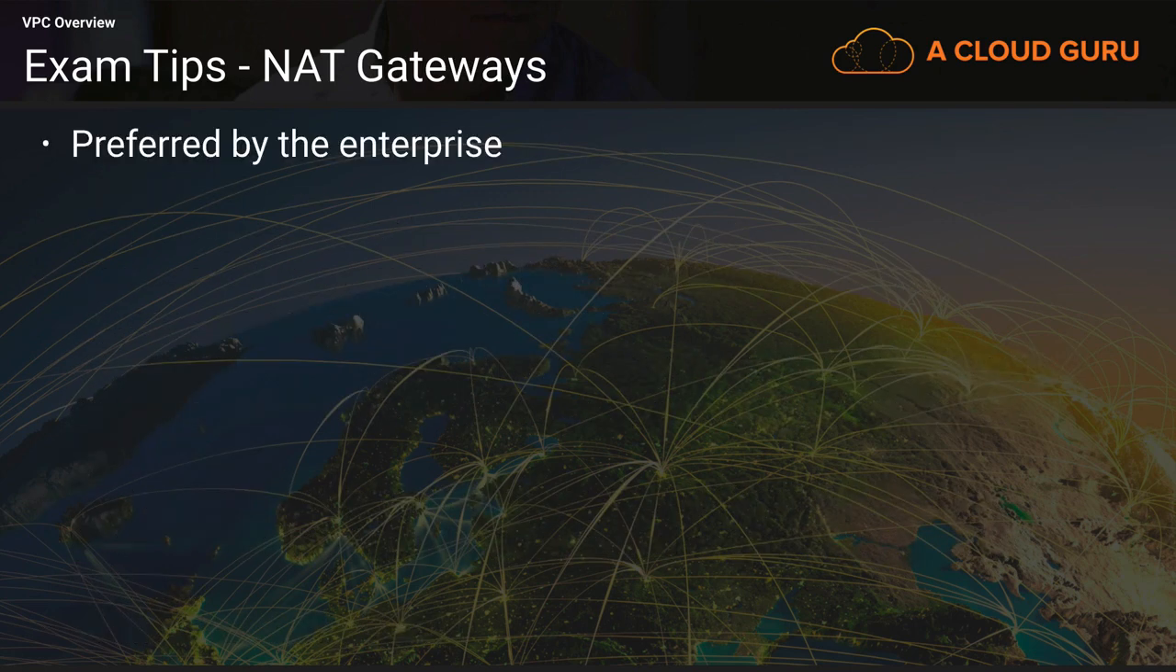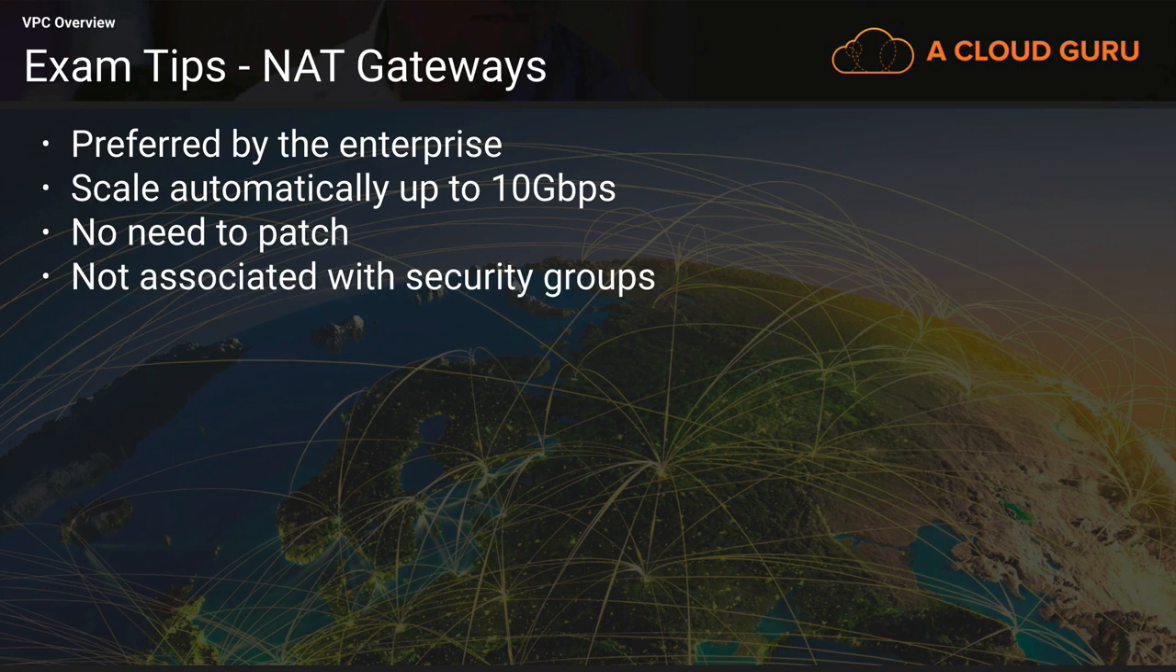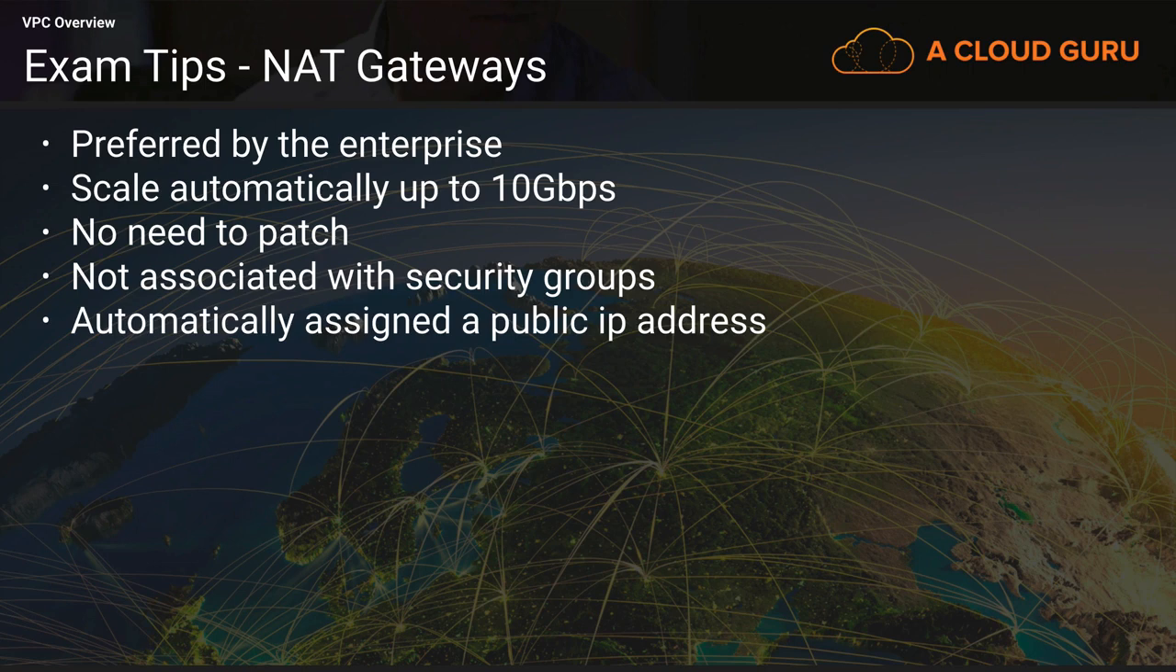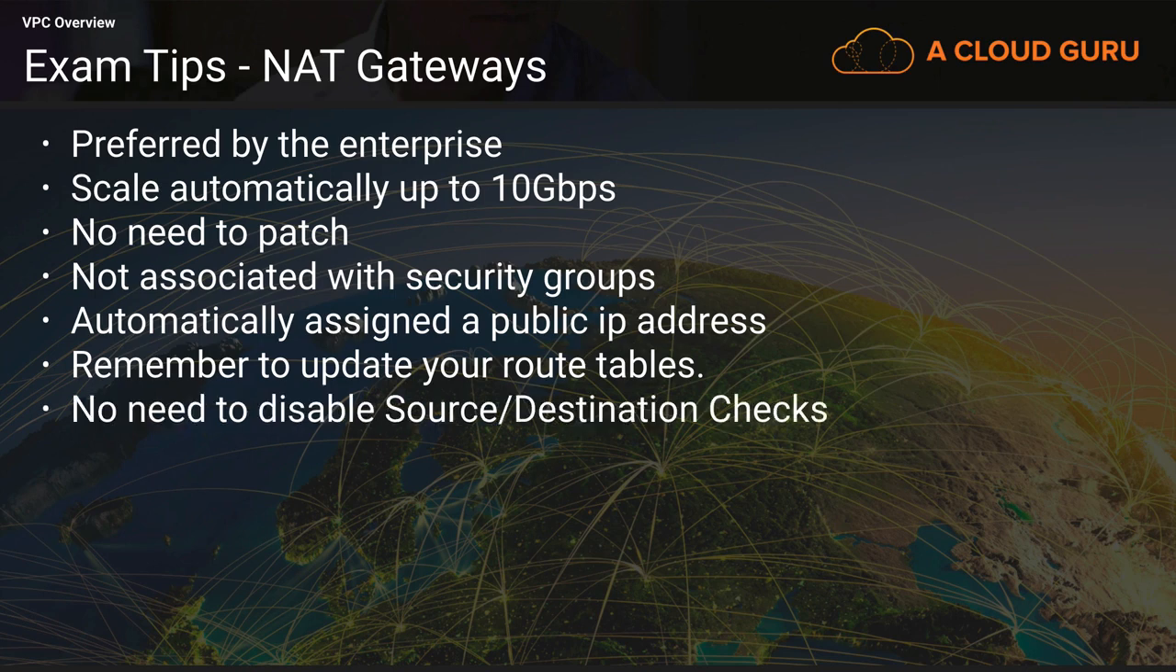NAT gateways are way more preferred by businesses and enterprise customers. They scale automatically up to 10 gigabits per second. There's no need to patch, no need to worry about security groups, no need to worry about antivirus either. It's all managed by Amazon, and they're automatically assigned a public IP address when you go in and create them. Remember, they can take 10 or 15 minutes to create. Always remember to update your route tables and to point them to the NAT gateways. Remember, having one NAT gateway in one availability zone is not good enough. You want them in multiple availability zones so that you have some form of redundancy in terms of availability zone failure. And there's no need to disable source destination checks on a NAT gateway.